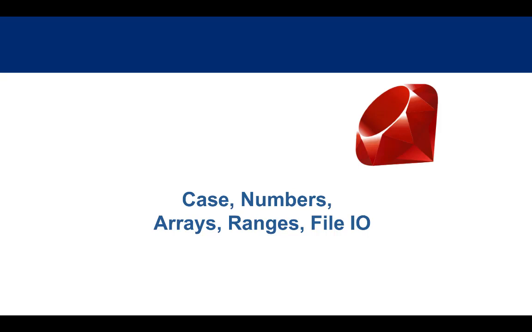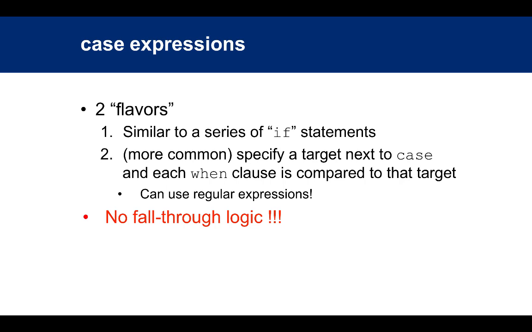In this lecture, we'll talk about case, numbers, arrays, ranges, and file I/O. Ruby supports two flavors of case expressions. Number one is where you have a case expression, which is basically similar to a series of if statements. The second one, more commonly used, is where you specify a target next to a case, and then each subsequent when clause is compared to that target. And you can even use regular expressions in this second flavor.